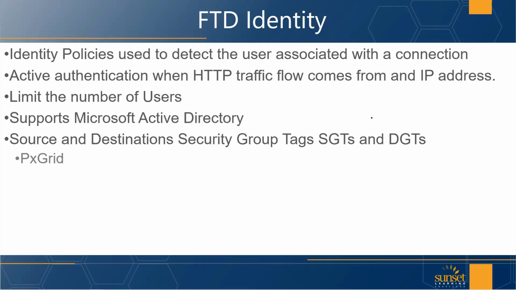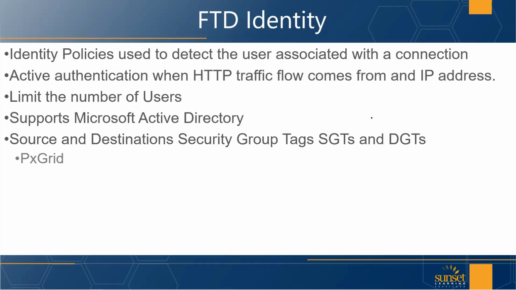Identity. Again, identity policies are used to detect the user with the associated connection. Really, the way that's moving towards is, we're talking down here, security group tags. But if we use active auth here, when HTTP comes in from specific IP addresses, we can limit the number of users that are allowed to do that. And we can pull those usernames from Active Directory. But we're looking right now really at security group tags.